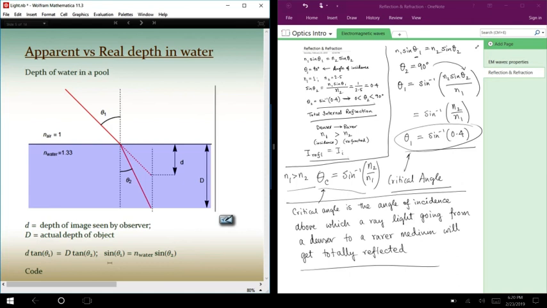Where I have put in n air is equal to 1. So n1 sine theta 1 equals n2 sine theta 2. So here n2 is just n water and n1 is 1. Okay, what else can we talk about? Well, if we look at this triangle over here, the angle on this side is equal to theta 1.